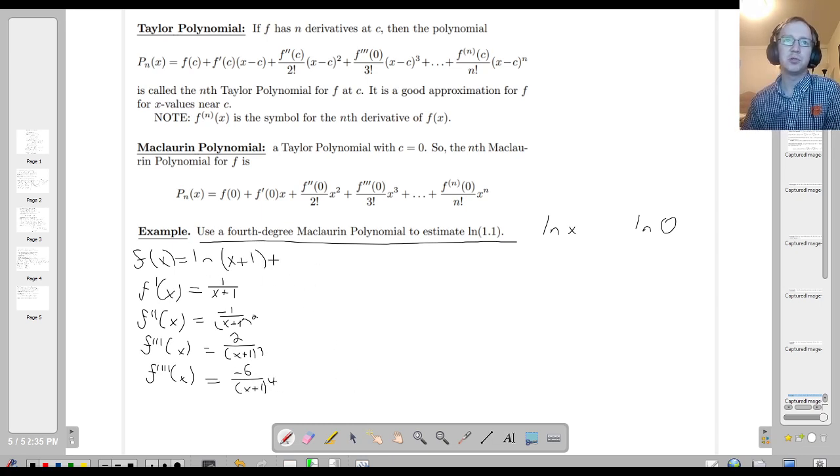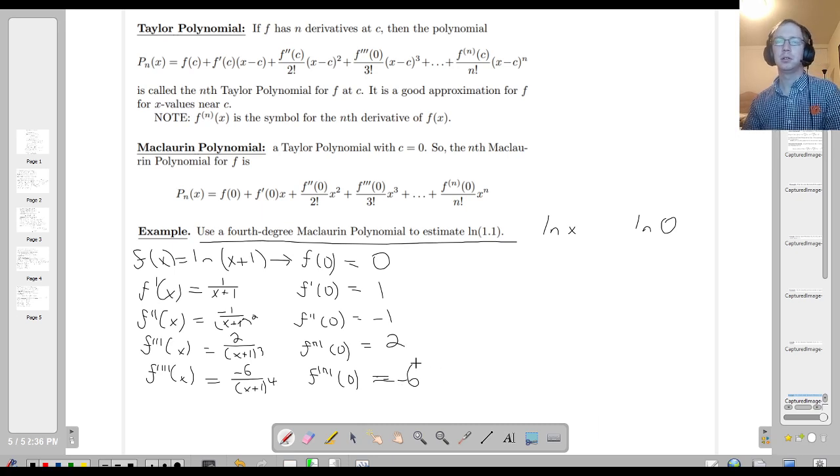Okay, but we're not just interested in the functions. Because it's a Maclaurin polynomial, I want to make sure I go ahead and plug in 0 to each of these guys. So let's see what happens. Natural log of 0 plus 1, so natural log of 1 is 0. 1 over 0 plus 1 is 1. Negative 1 over 0 plus 1 squared is negative 1. If I plug in 0 here, I've got 2. If I plug in 0 here, I've got negative 6. Okay, so I've got my values all the way up through the 4th derivative.